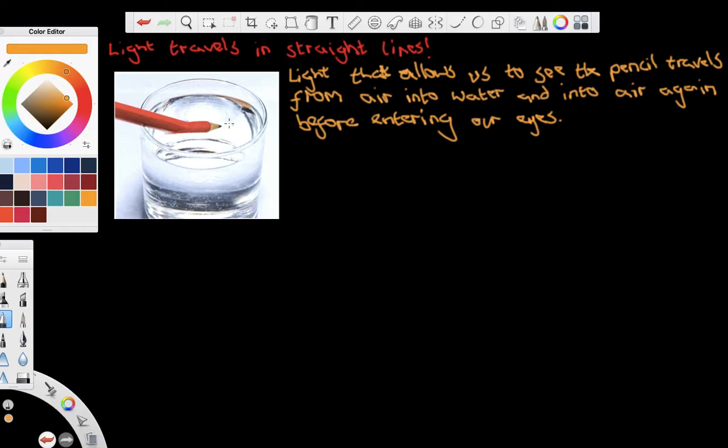Now, the reason the pencil looks bent, or the reason that the pencil is not the shape we would expect it to be, is because of something called refraction. Refraction. Okay? So our first key word today is the word refraction. I'll change this to green. Refraction, R-E-F-R-A-C-T-I-O-N.